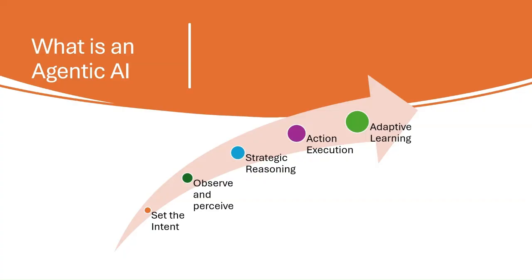Now, at the last, adaptive learning. It observes successful outcomes and adapts accordingly. For example, if a meeting is rescheduled, the system learns from this event to enhance its future performance.